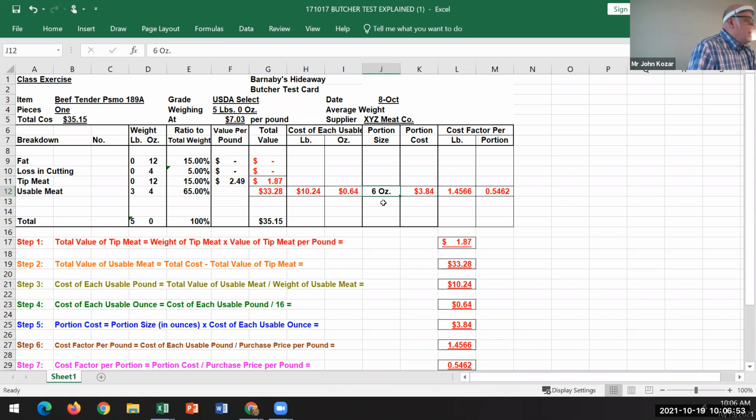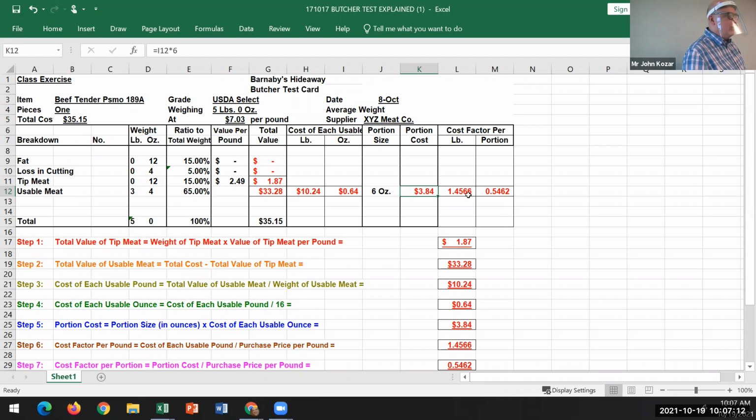So we have our portion size of 6 ounces. That means our portion cost would be 6 times the 64 cents, or $3.84. So when we put that onto a plate and sell it to somebody, we know that's what our food cost is going to be.